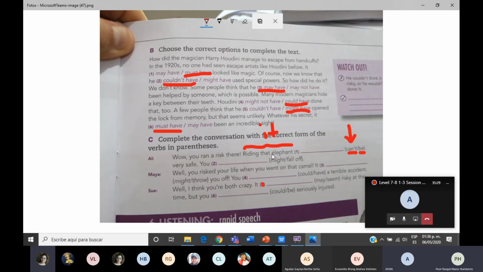Okay? And remember, always, modal with have, could have, may have, must have, couldn't have, and then the verb. Pero siempre junto con el auxiliar have, porque si no, it's going to be wrong, it's going to be incomplete, y va a estar mal. ¿Ok?